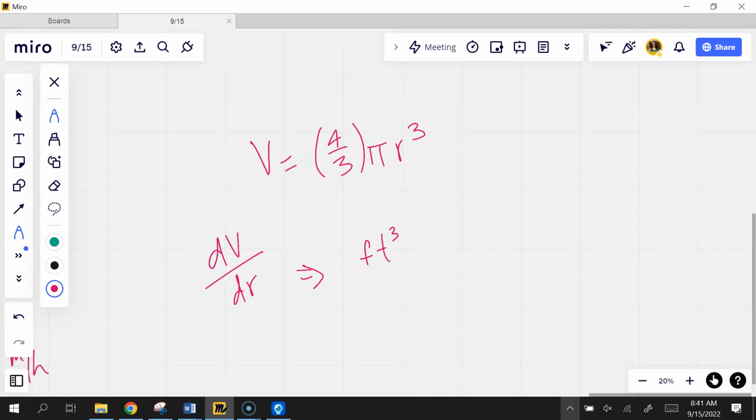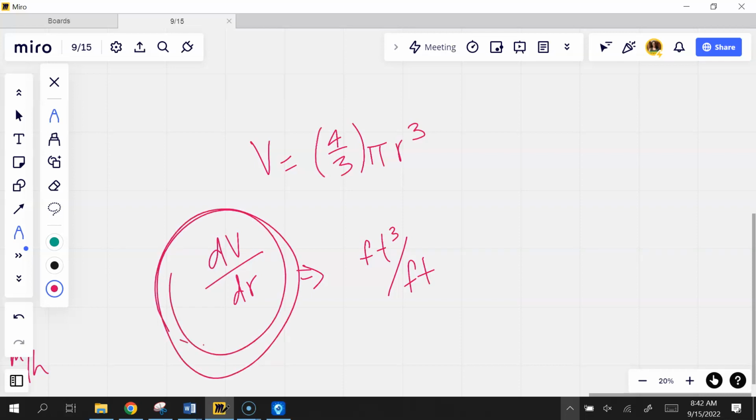Cubic feet. Squared would be area, volume would be cubic. So feet cubed per what? Foot. That's exactly right. Think about what this means. As you blow air into a balloon, the volume is increasing however much for every foot of radius that you give it. So as the radius increases by a foot, it's telling you how much the volume is increasing. That's why it's feet cubed per foot. But if you can write this, it's a lot easier to get the units.